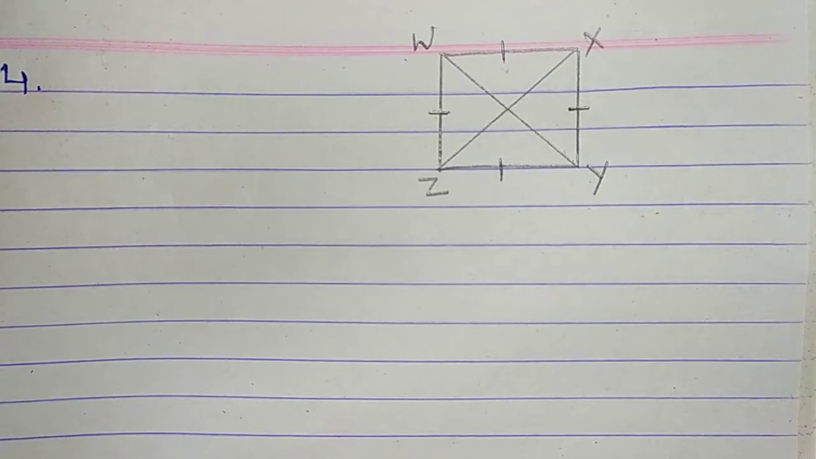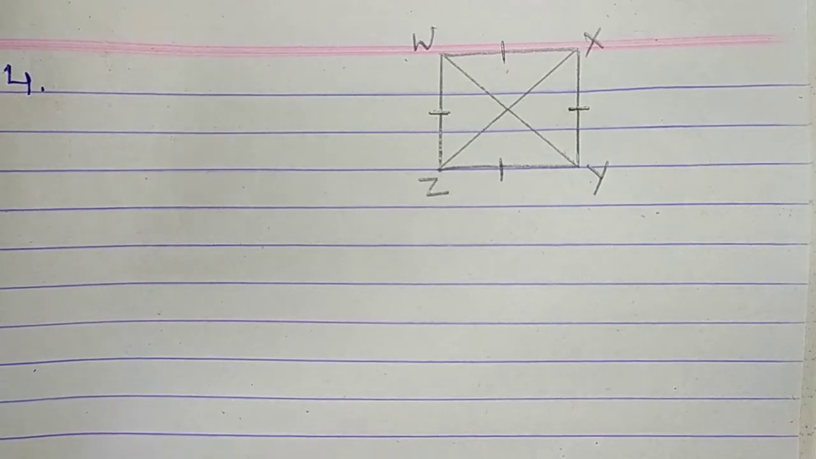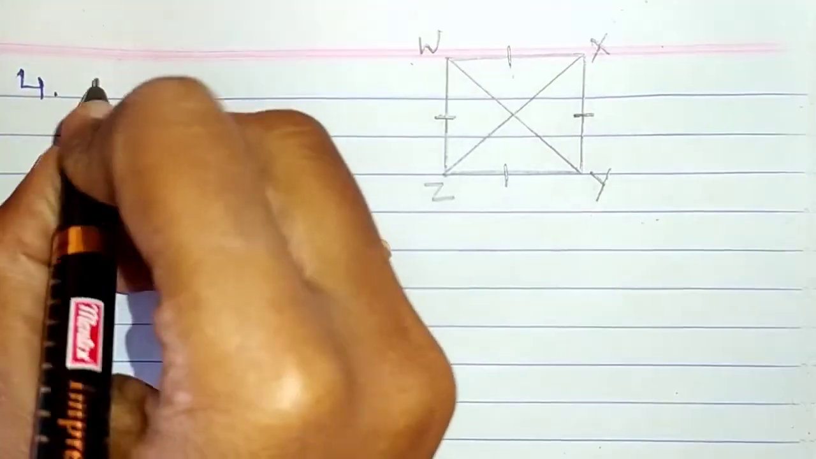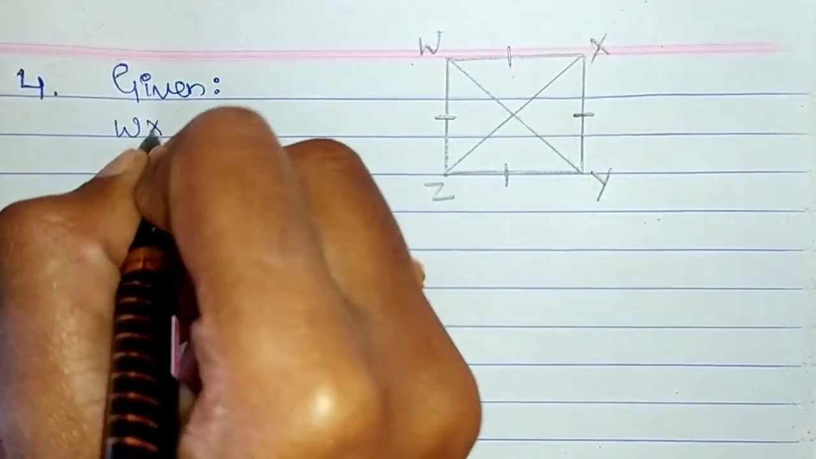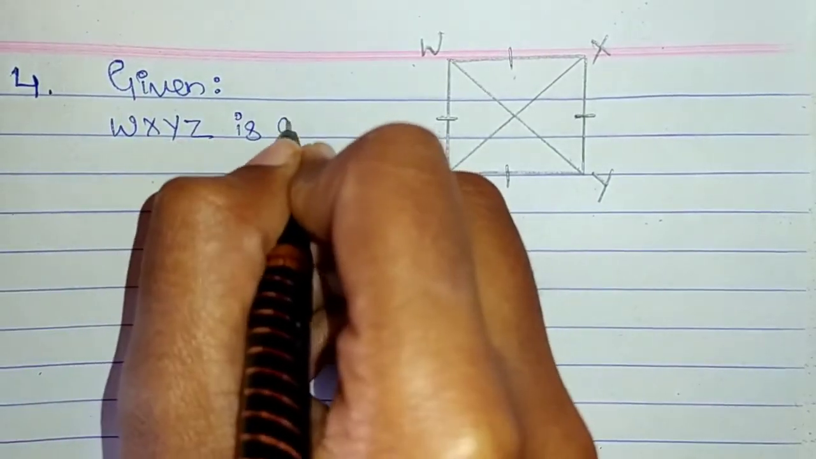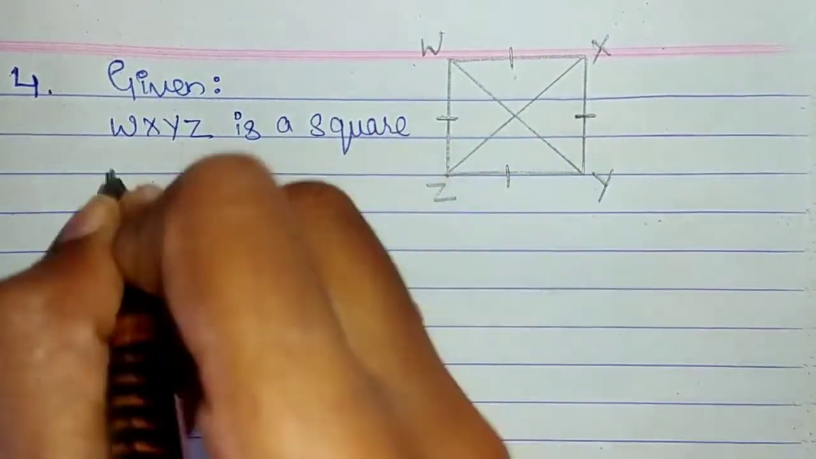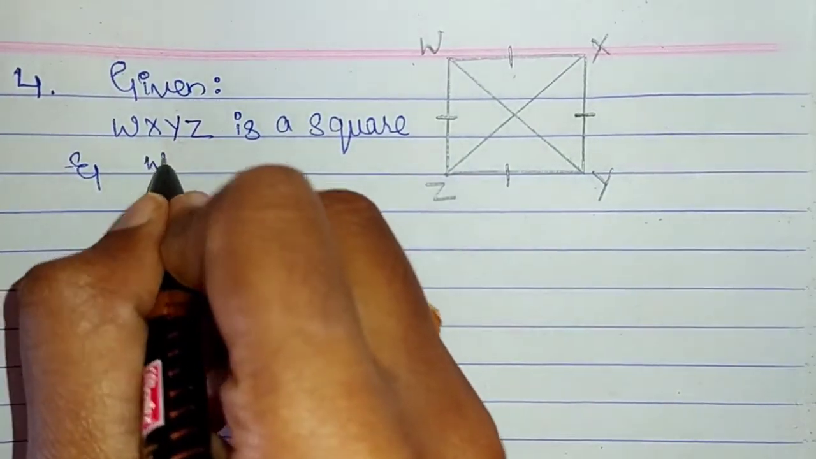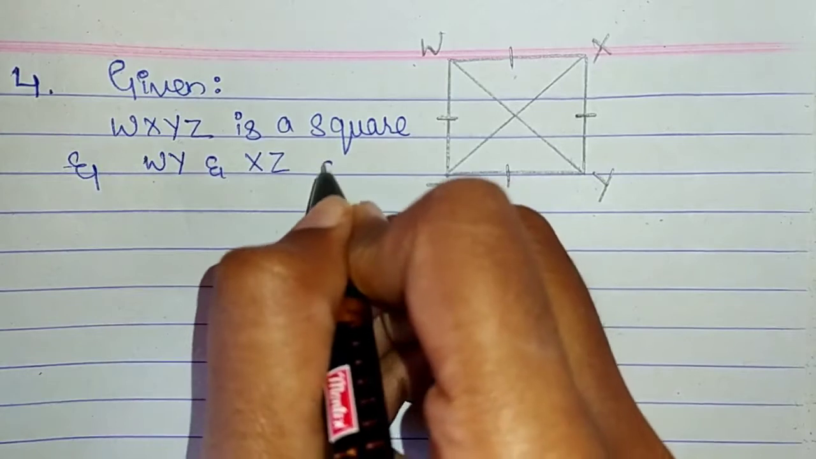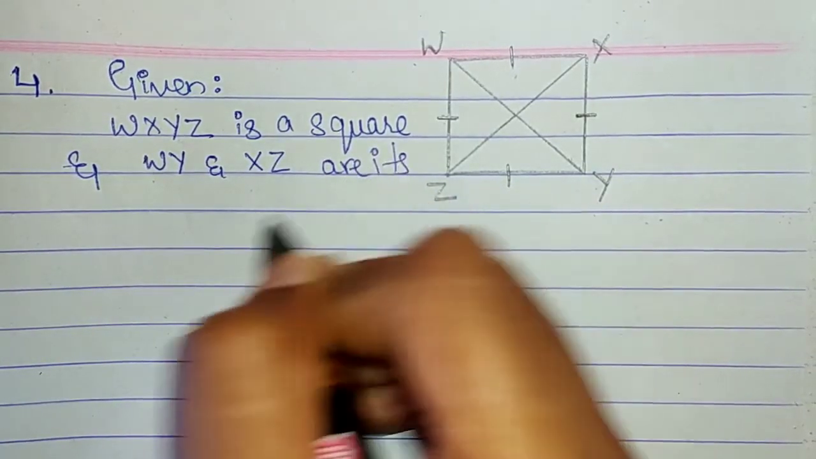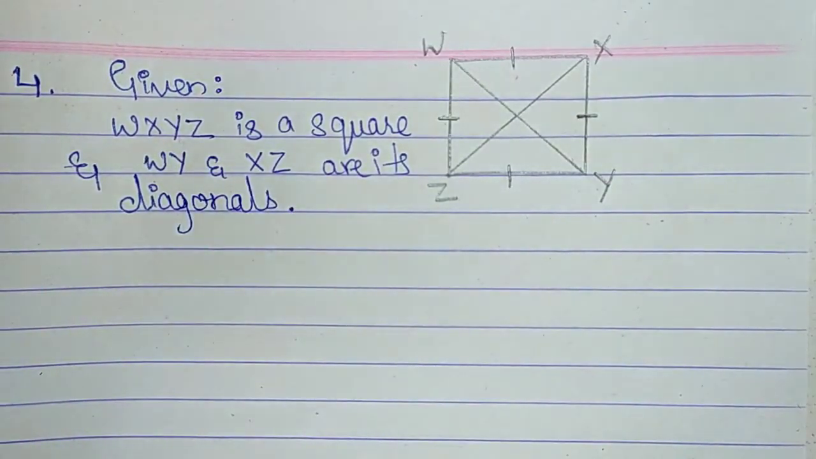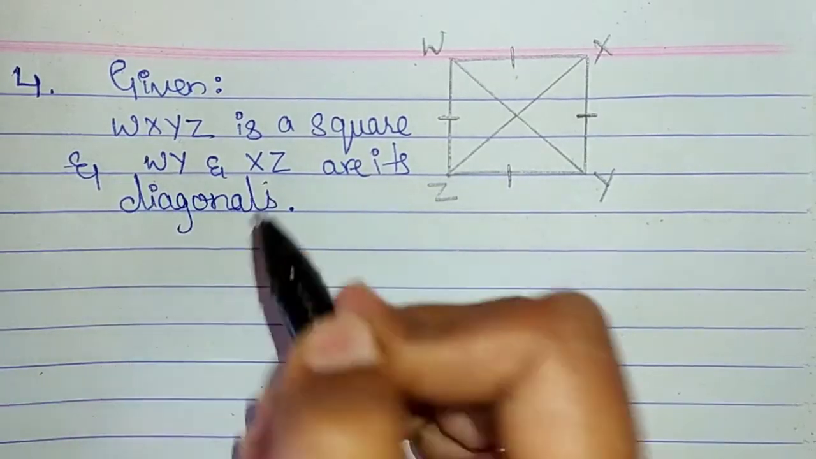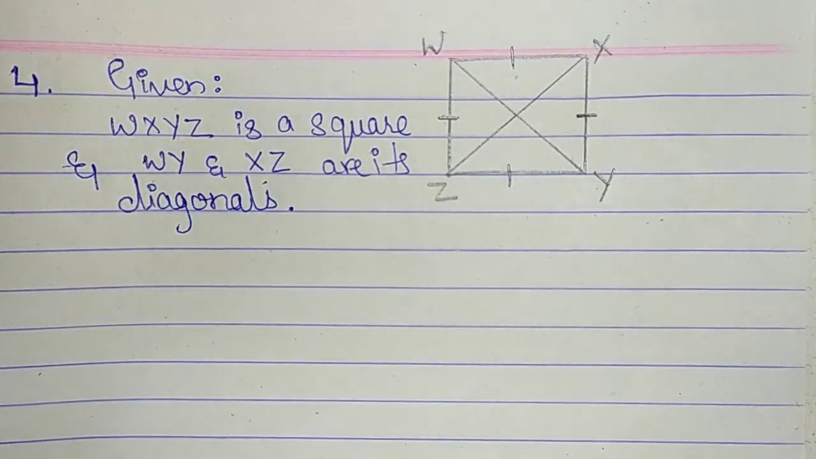In the fourth question, show that diagonals of a square are equal and they bisect each other at right angles. So here we have a square WXYZ. So given, WXYZ is a square and WY and XZ are its diagonals. So now to prove that these diagonals WY and XZ are equal and they bisect each other at 90 degrees.